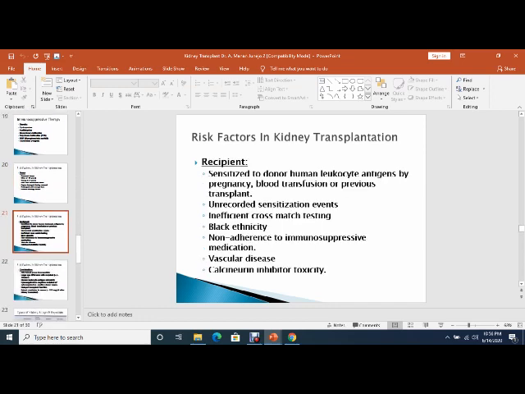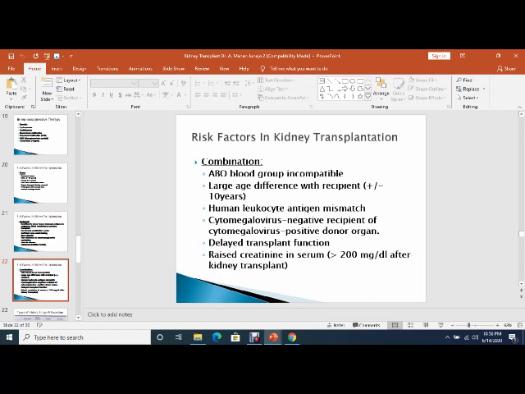Now, the risk factors in kidney transplantation in the recipient: sensitized to donor human leukocyte antigen or HLA by multiple blood transfusions, previous transplanted kidney or pregnancy, unrecorded sensitizing events, and the patient being non-compliant to the immunosuppressive drugs, vascular disease or CNI toxicity.